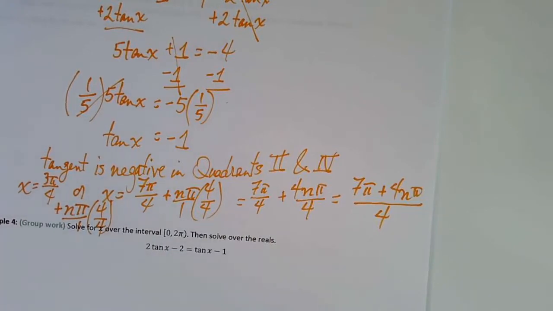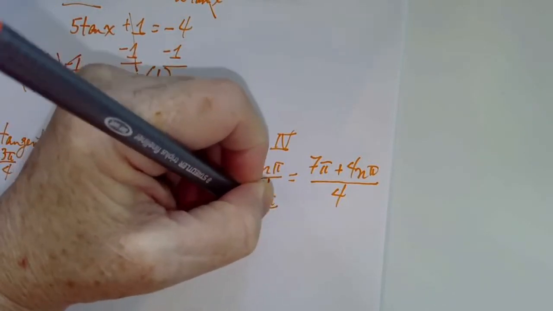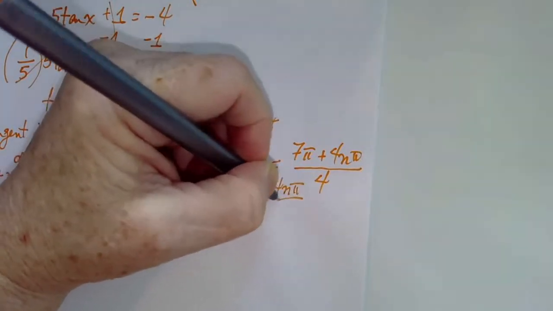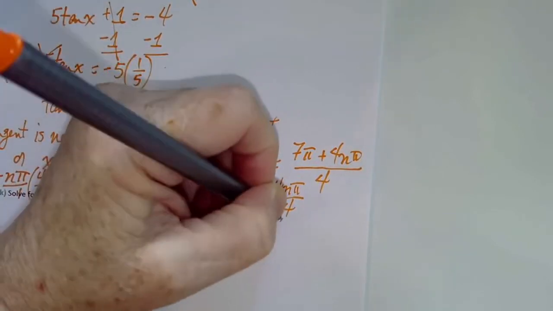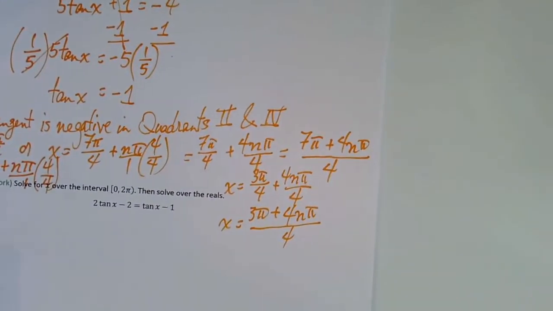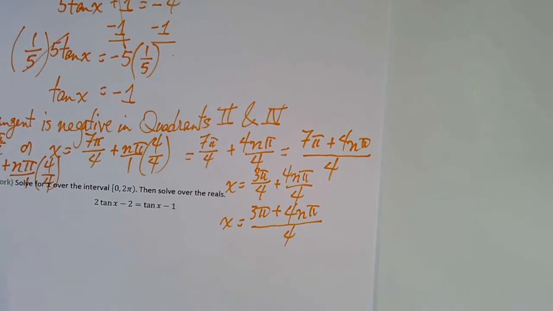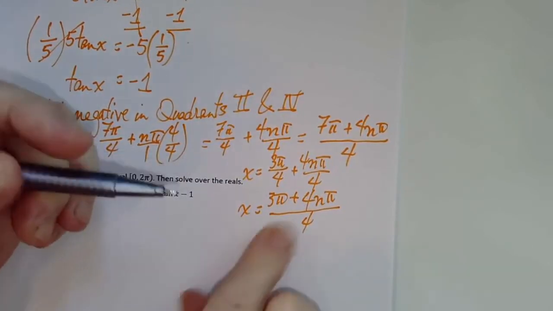Let's do the same thing with the 3 pi over 4. So we've got 4n pi over 4, and that equals 3 pi plus 4n pi all over 4. We can write that solution in a pretty way. Oh, there's something I forgot. Okay, that's really good. I'm glad that I checked the notes. So let's check something out.